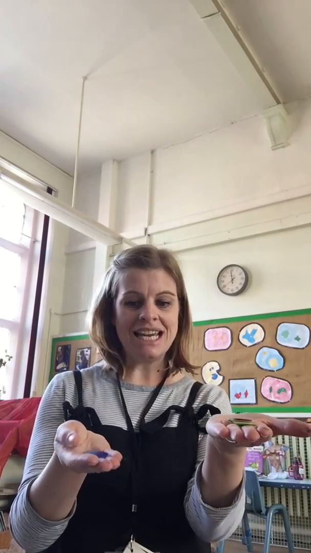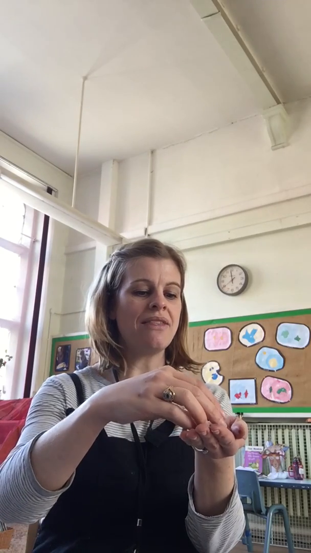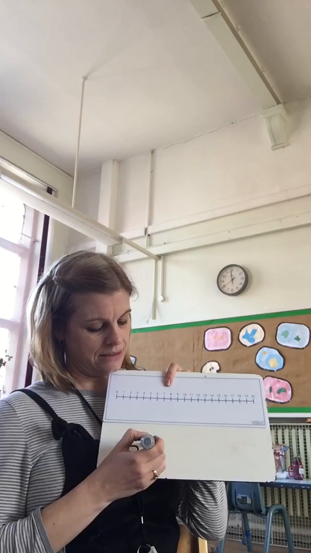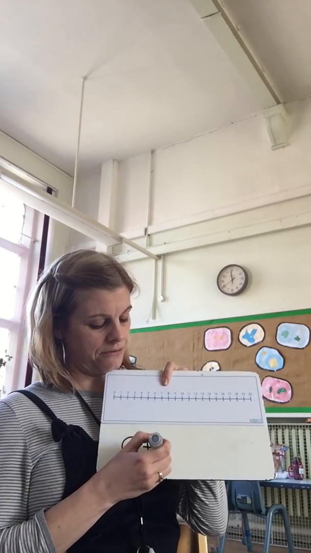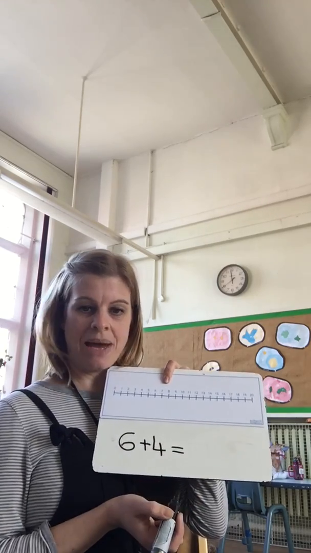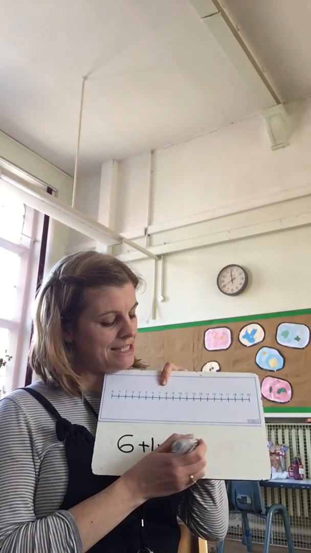So there are 6 in this hand, there are 4 in this hand. I'm going to put them together and I'm going to find out how many I have all together. 1, 2, 3, 4, 5, 6, 7, 8, 9, 10. I'm hoping year 1 children, you absolutely knew that. So now I'm going to write it as a calculation. I had 6 in one hand and I had 4 in the other hand. So 6 add 4 is equal to 10.